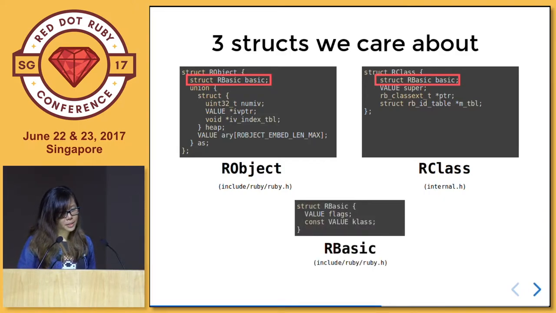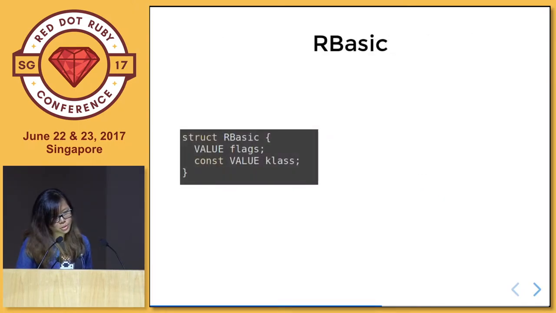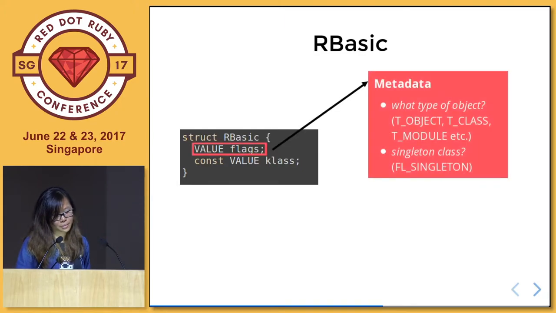So let's take a look at RBasic. This is the struct that stores information that is basic to all objects, right? So first, we have a flags member, which basically stores metadata of the object. So whether or not this is an instance object, or a class object, or a module object, all this is stored in flags. And also whether or not this is a singleton class, that is also stored in flags.